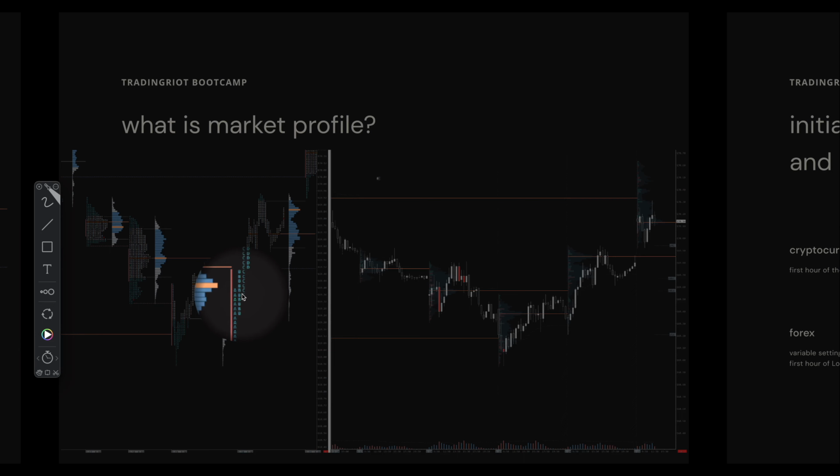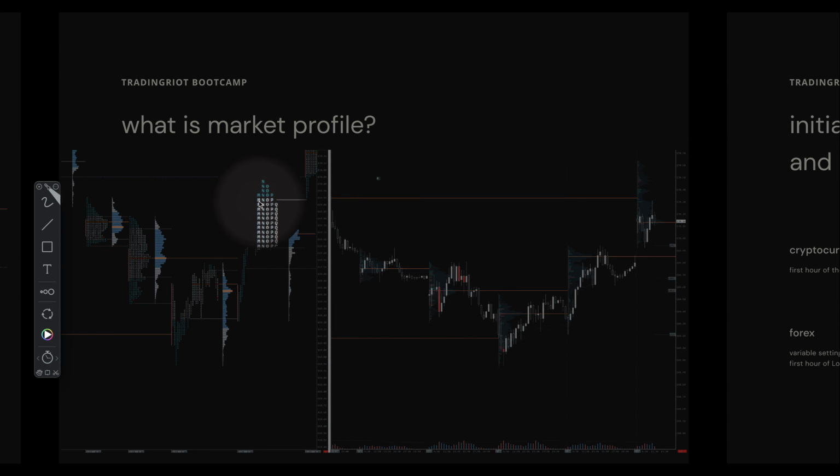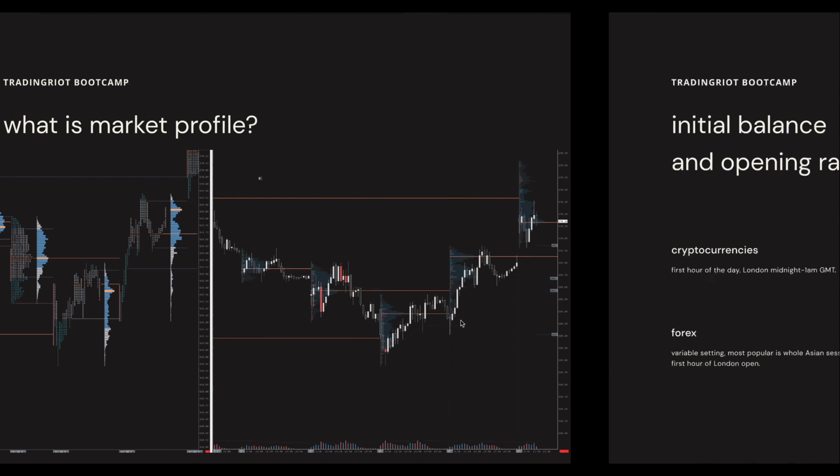What this is called is one-time framing, when the low of one period is not exceeded by the next one. You can see that the bottom of B period is here, bottom of C period is here, bottom of D period is here, E period, F, G, H, and then I exceeded the H period low. So until then, this is called one-time framing. Not something that you necessarily need to know, but it's a market profile term basically.